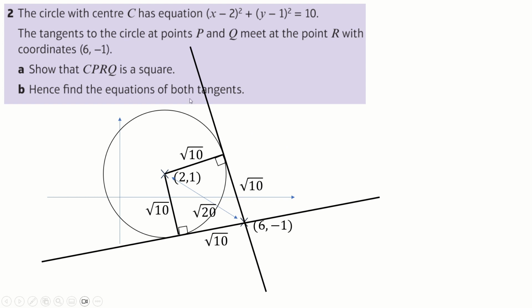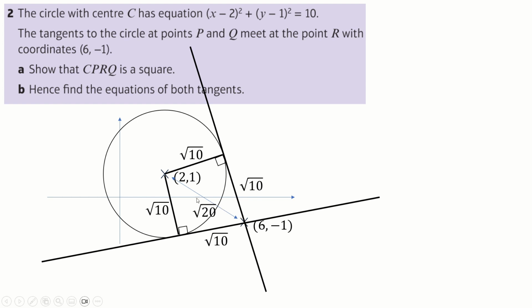Hence, find the equations of the tangents. I went down a very dark alley here, doing stuff with the discriminants because it obviously is tangent to the circle, and I wrote y equals mx plus c, but then wrote c in terms of m because of this point here. But then I realized after doing a bunch of that that this word hence here means that I would get 0 marks for that, even though it did work. So how do we do this hence?